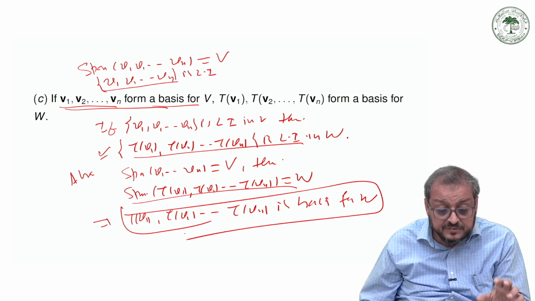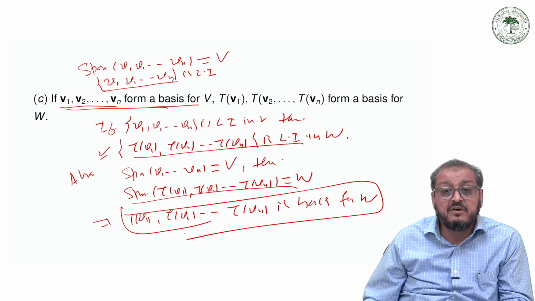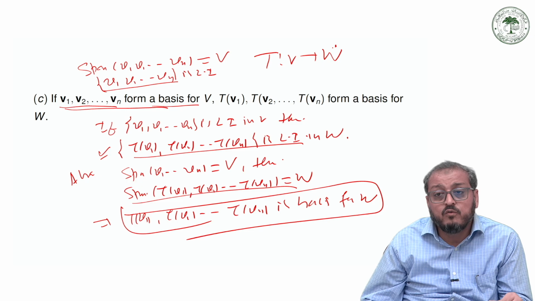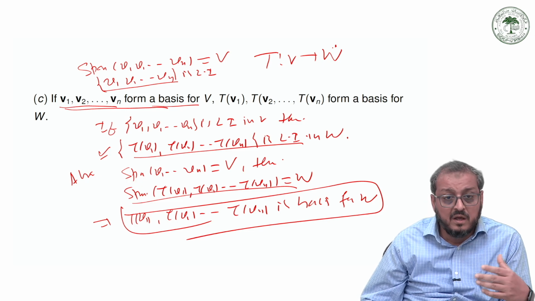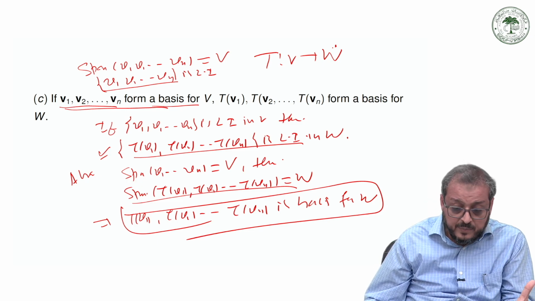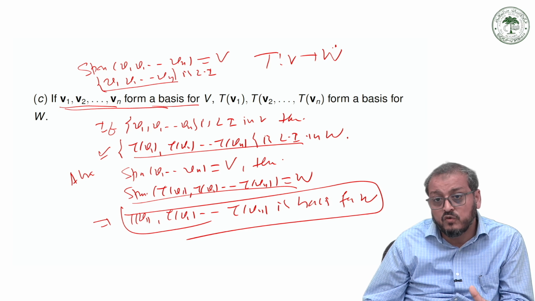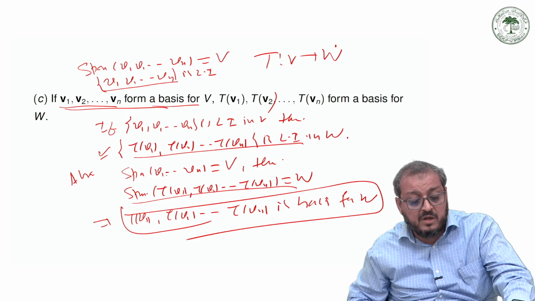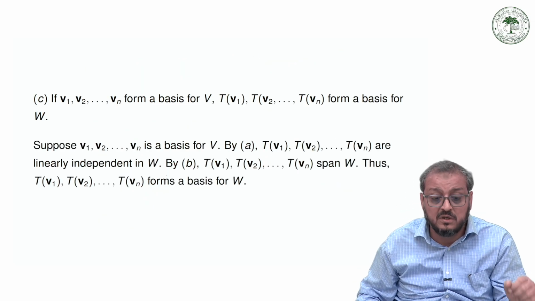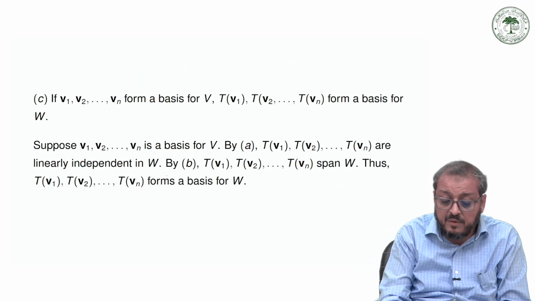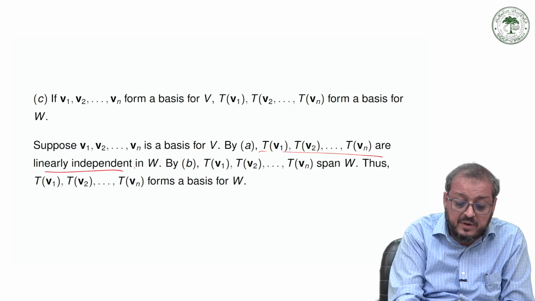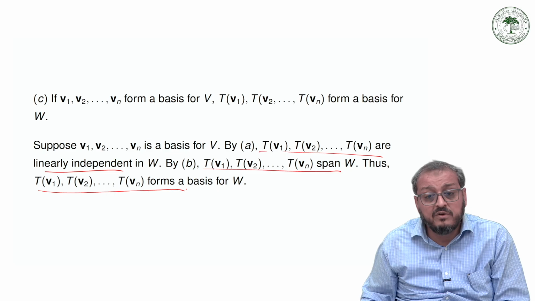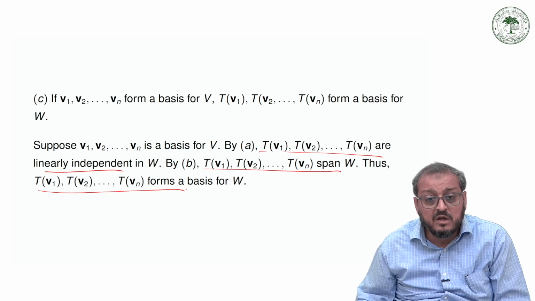We have to show that if T from V to W is a one-one, non-singular linear map, and if V1, V2, ..., Vn is a basis for V, then T(V1), T(V2), ..., T(Vn) is a basis for W. By using part 1 A and B, we can complete the proof of this result. By A, the images are linearly independent in W, and by B, they span W. So, this forms a basis of the vector space W.